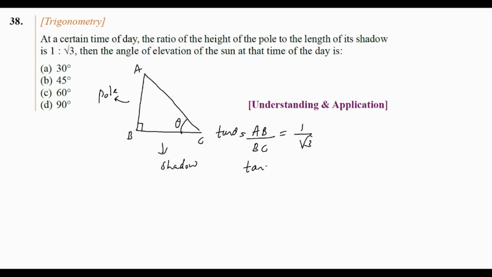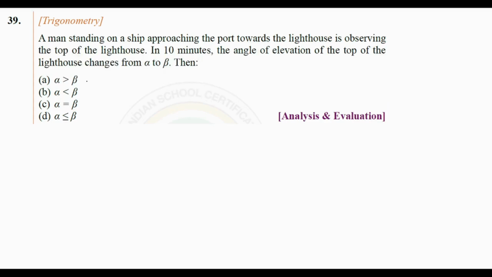So I can say tan theta is equal to 1 by root 3. Tan theta is equal to tan of what is 1 by root 3? Tan of 30 degrees is 1 by root 3. So theta is equal to 30 degrees. So you can say that the angle of elevation is nothing but 30 degrees. Clear, children, all of you? Now let's move to the next question.